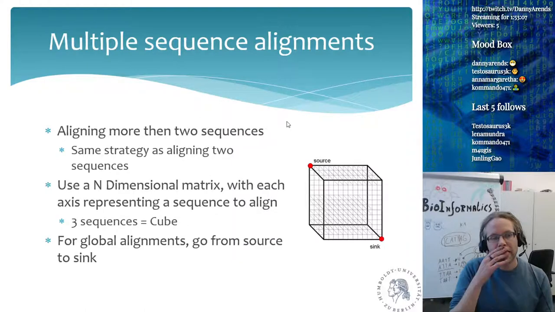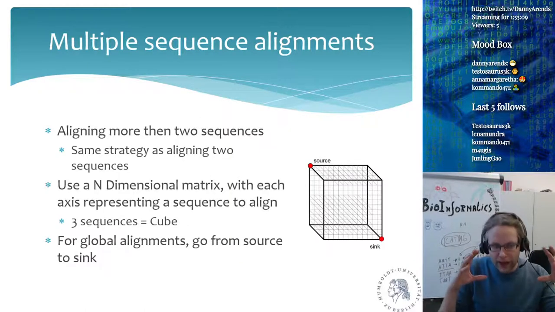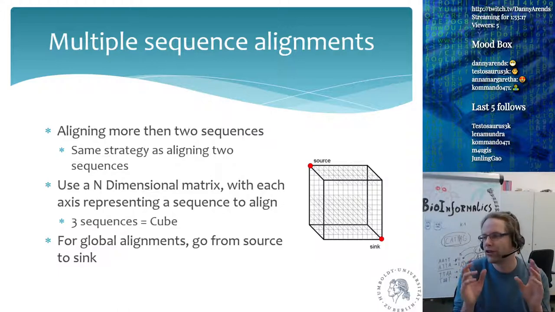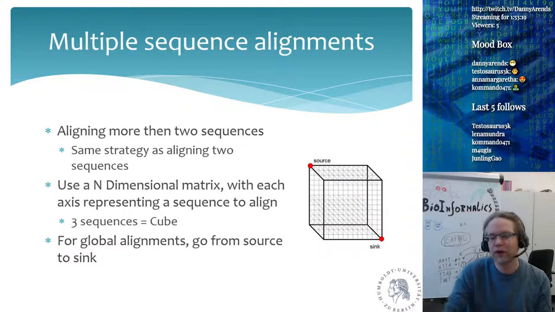So in the end, it's more or less the same. If you're aligning more than two sequences, you can follow the same strategy as aligning two sequences. But instead of having a dot plot, right, you now have a dot matrix when you're aligning three. When you're aligning four, you have a four-dimensional matrix. When you're aligning five, you have a five-dimensional matrix, right? And so you use an n-dimensional matrix with each axis representing a sequence to align.